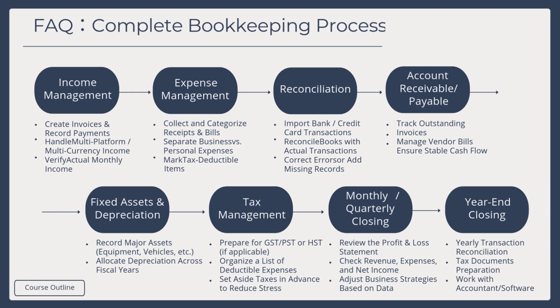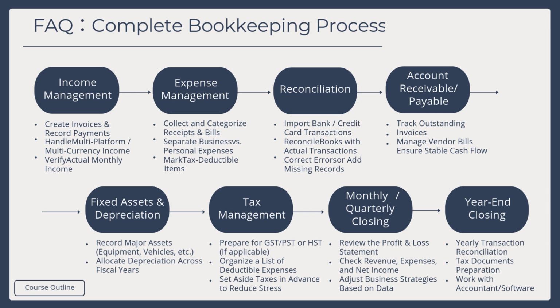Here, you collect receipts and bills, separate business from personal spending, and mark tax-deductible items so you don't miss savings at tax time. The third step is reconciliation. This is where you connect your bank and credit card accounts, match your records with actual transactions, and correct any errors. This step ensures accuracy and builds trust in your books.